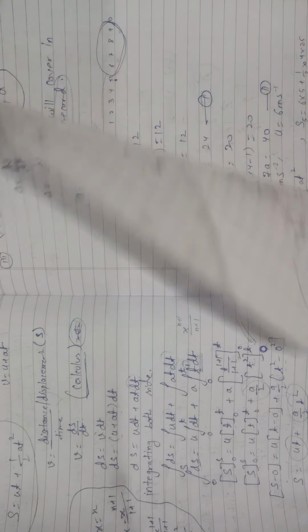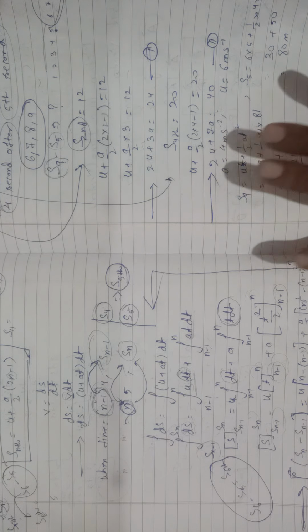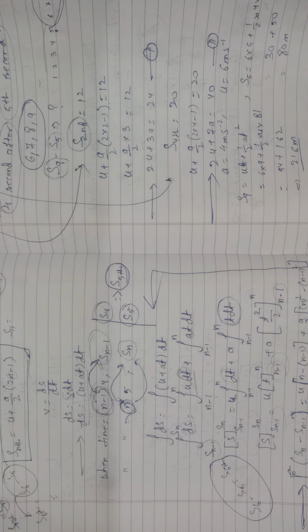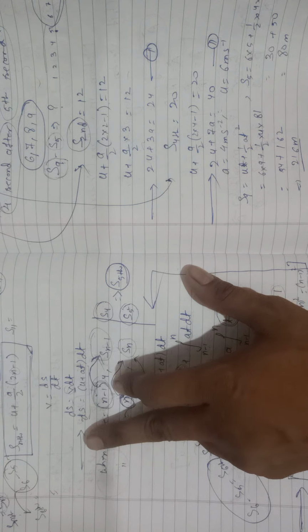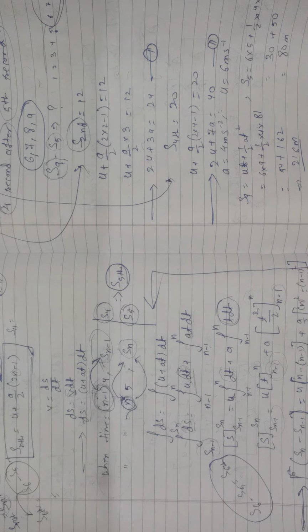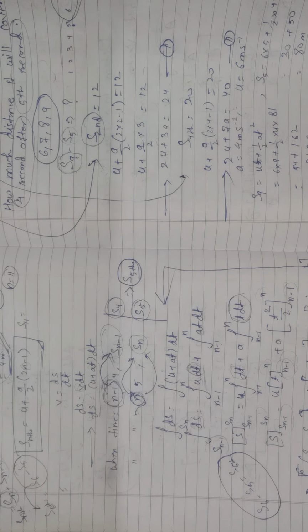And then we had one new equation, if you want to find the distance traveled in a particular second, in a particular instant of time, which was S nth equals u plus a by 2 into 2n minus 1, where S nth is the distance covered in nth second. Suppose I tell you the distance covered in 3rd second, the distance covered in 5th second, not in 5 seconds, then we can use this formula, where u was the initial velocity, a was the acceleration, and n was the time in which we are finding it.